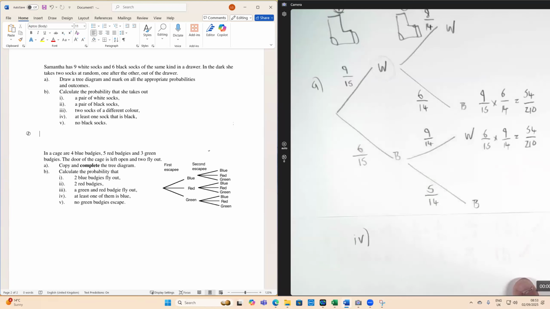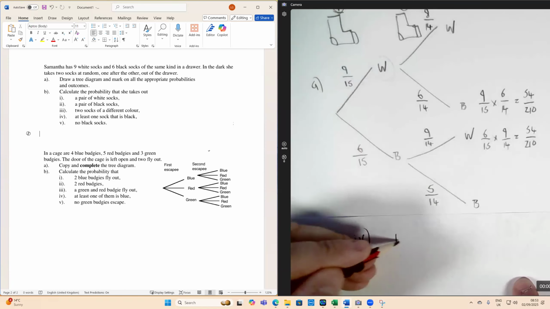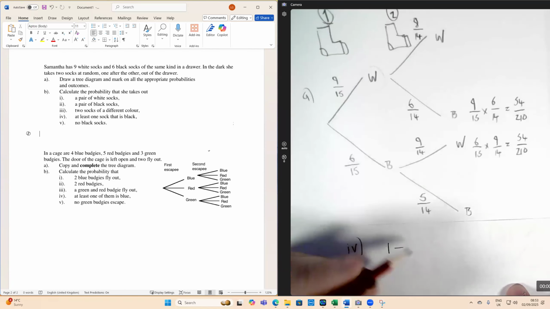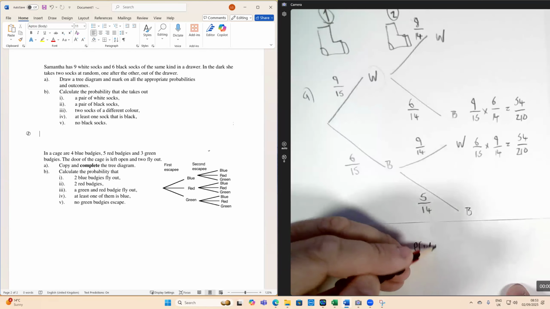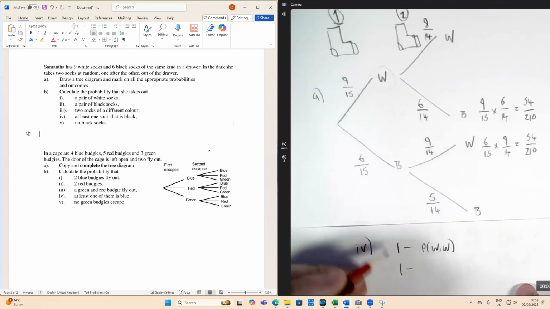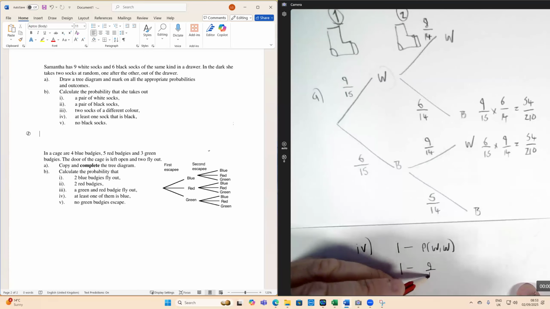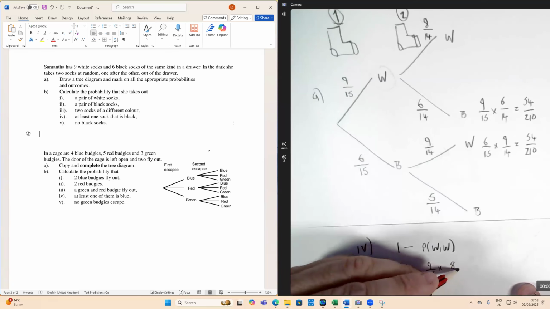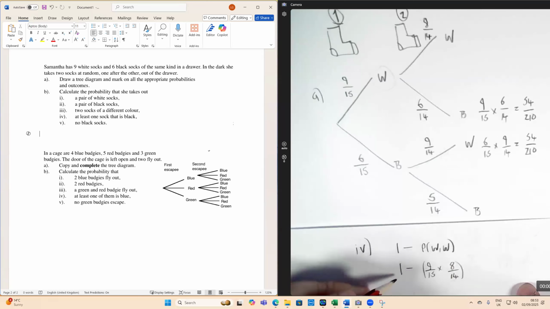But the alternative and quicker way to do this is, if we want at least one sock to be black, the only option we cannot have is white, white. So we could do 1 take away the probability of white, white, and that would be quicker. So let's have a look at that. That's going to be 1 take away 9 over 15 times 8 over 14. So 9 times 8 is going to be 72 over 210.